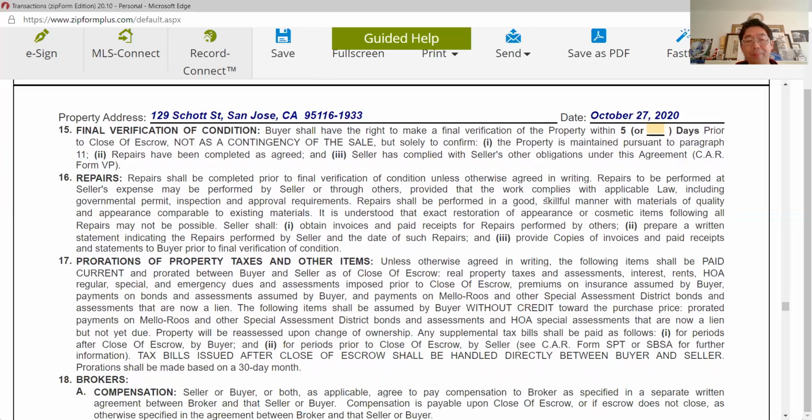Okay, so this is performed. They need to make sure they find the right people to do this job right. And perform, and then I can go do the walkthrough 5 days before closing of the escrow.